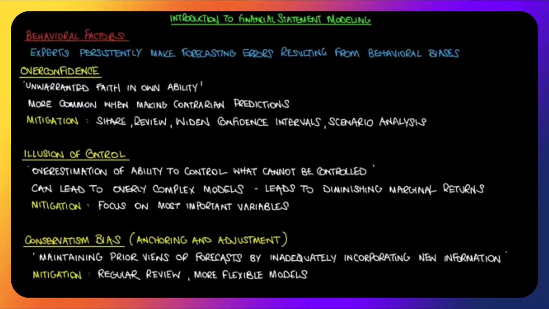It has been shown by study after study after study that experts persistently make forecasting errors resulting from behavioral biases. The first one is the one we just tried to demonstrate: overconfidence. Did your 90% confidence interval contain the correct length of the River Nile? If it did not, you have displayed the classic bias of overconfidence.